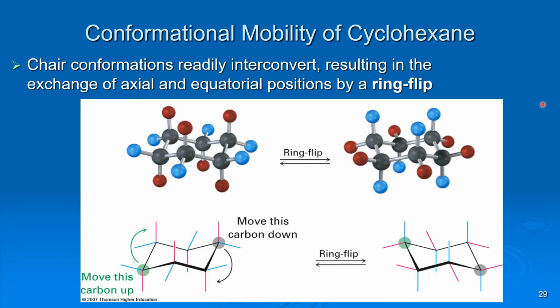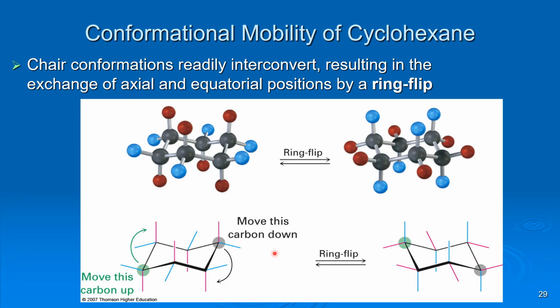All right, so here's a fun thing that happens to cyclohexane. Cyclohexane actually is moving, and what happens is it does what's called a ring flip. So what happens is all of the axials become equatorial. So this red one comes down, and it's here.